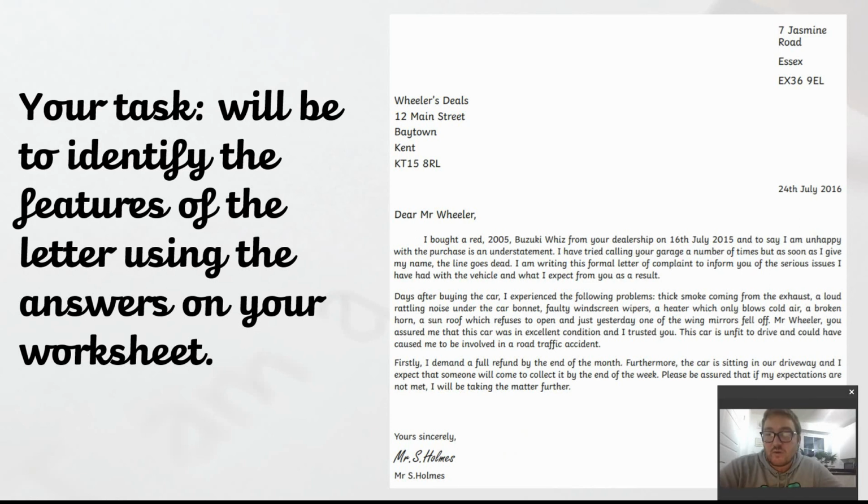Okay, so I'm hoping by now you've come up with a few different things to say what you noticed about the letter. I would hope you found at least 4 or 5 different things, or there's a couple of things that you've recognized that it's written in a certain way. Your task will be to identify different features of the letter using the answers on your worksheet.